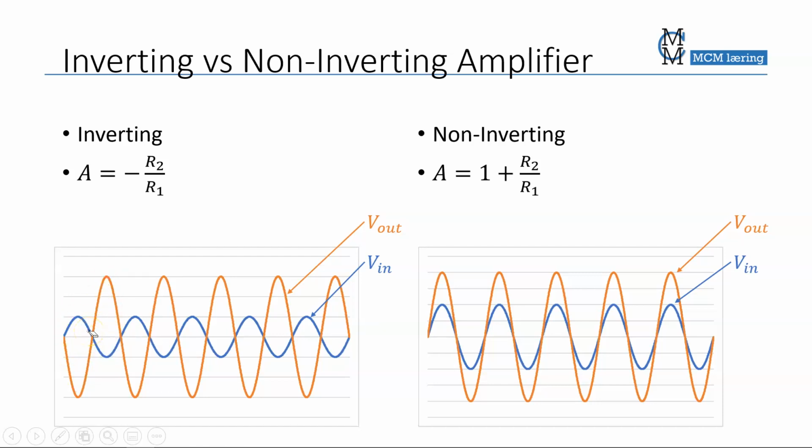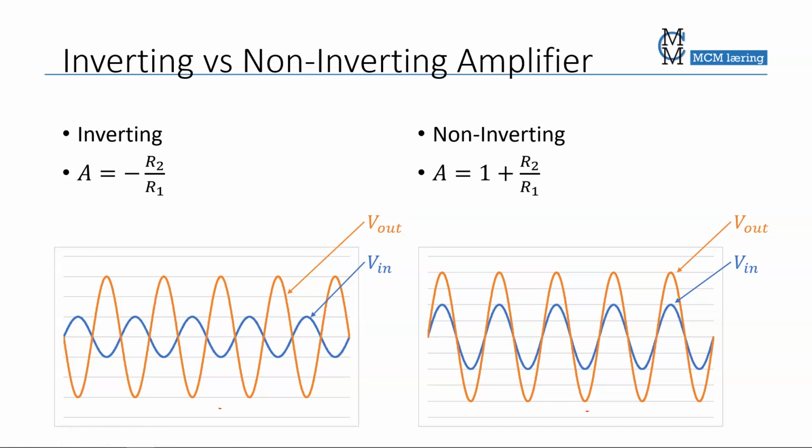A non-inverting amplifier will have the two waves synchronized. So when the input goes up, the output goes up as well. For an inverting amplifier, they are opposite. For a non-inverting amplifier, they are in phase with each other. For most practical purposes, it doesn't matter. If you play a sound on a speaker, you cannot hear any difference if the signal is inverted or non-inverted. What you hear is that it's amplified, it's stronger.